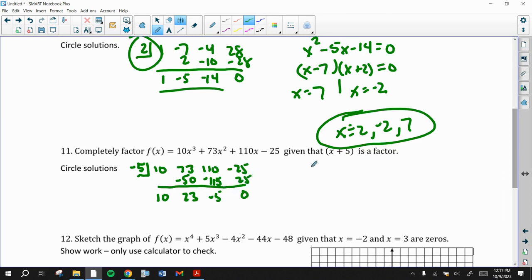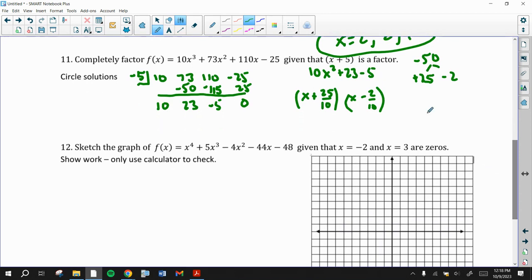Perfect. So we have 10x squared plus 23x minus 5. So we have to do a times c. So factors of -50 that add up to +23 are going to be, no, I'm sorry, +25 and -2. So we have x plus 25 over 10, x minus 2 over 10. Reduce those. I'm running out of space.